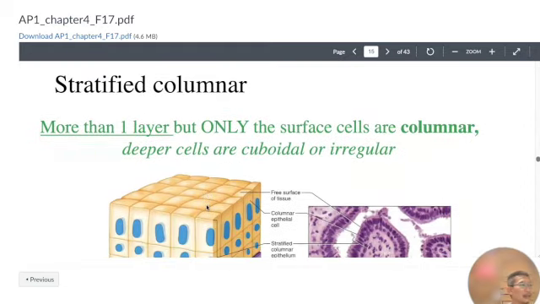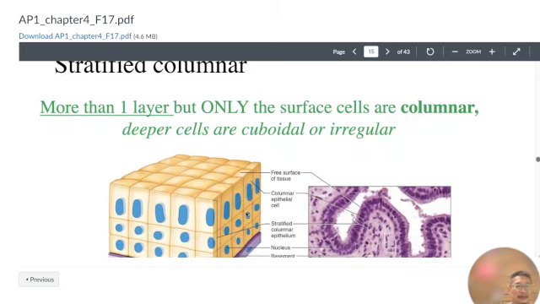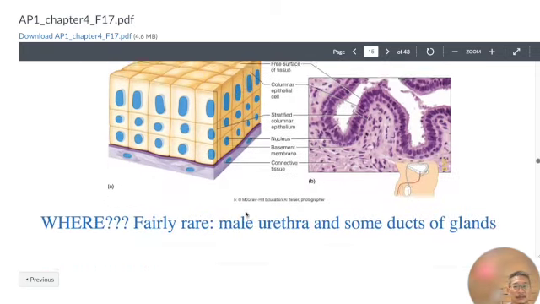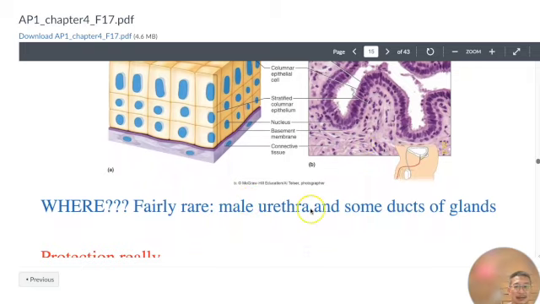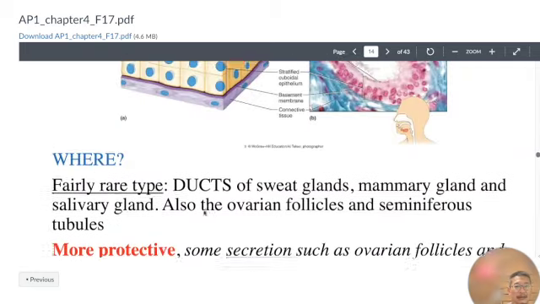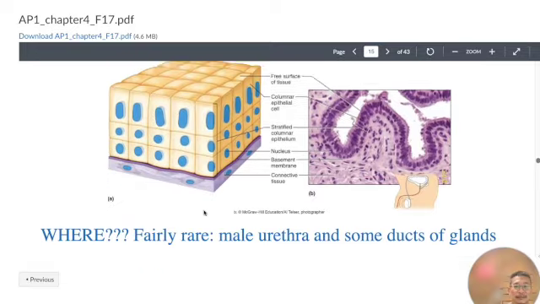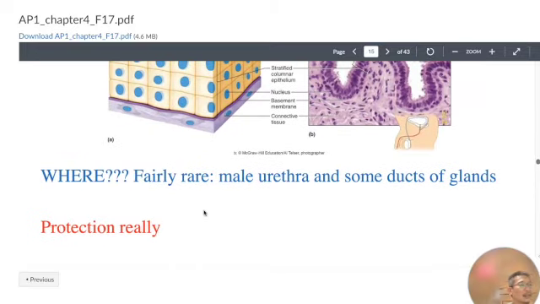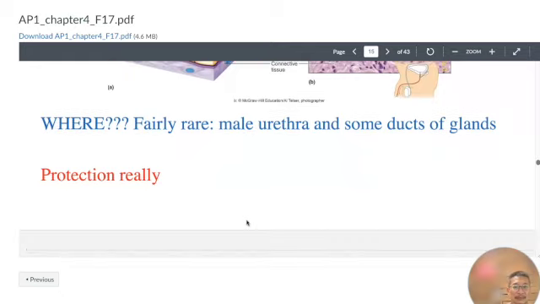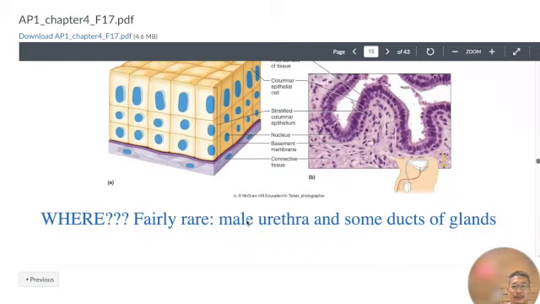The stratified columnar. Also uncommon. Rare as well. And you'll find them in the reproductive organ. Is mostly for protection.